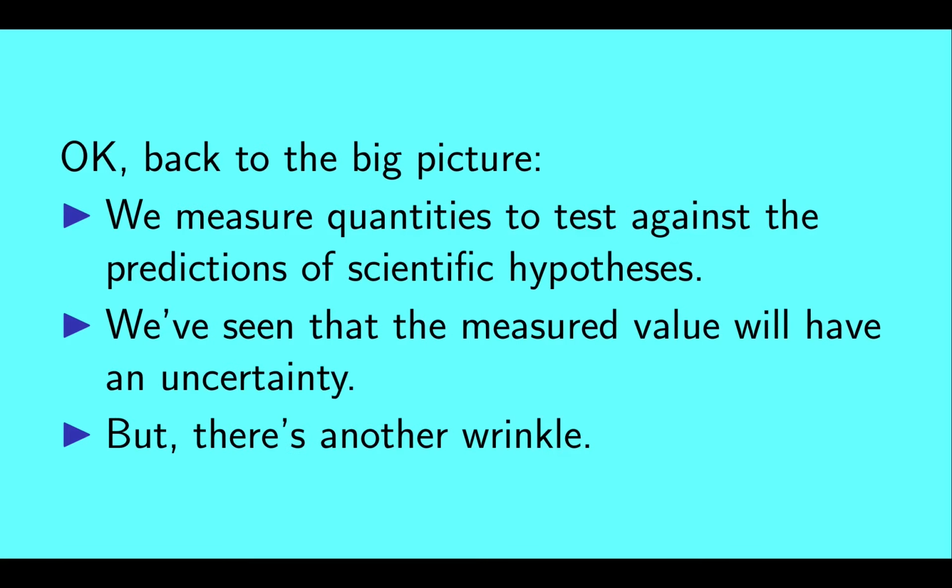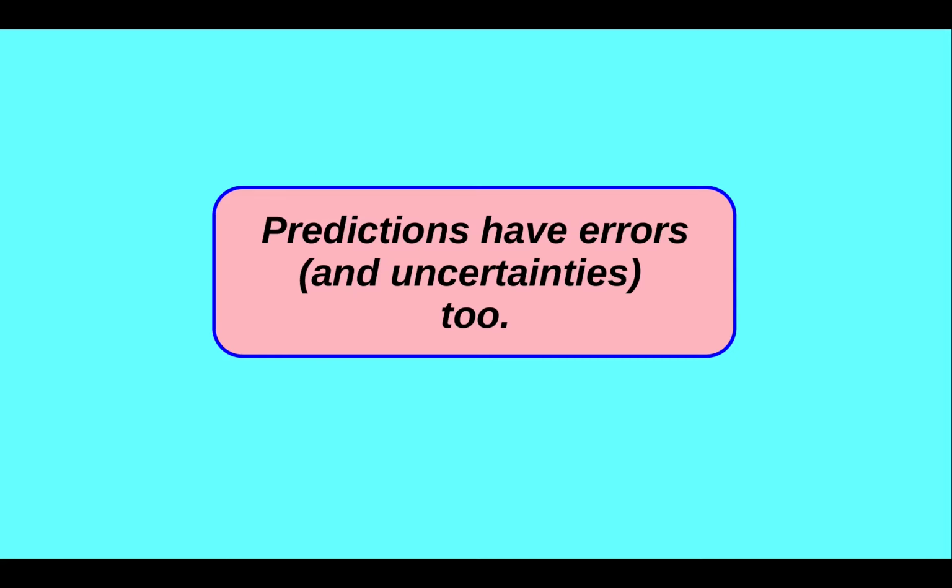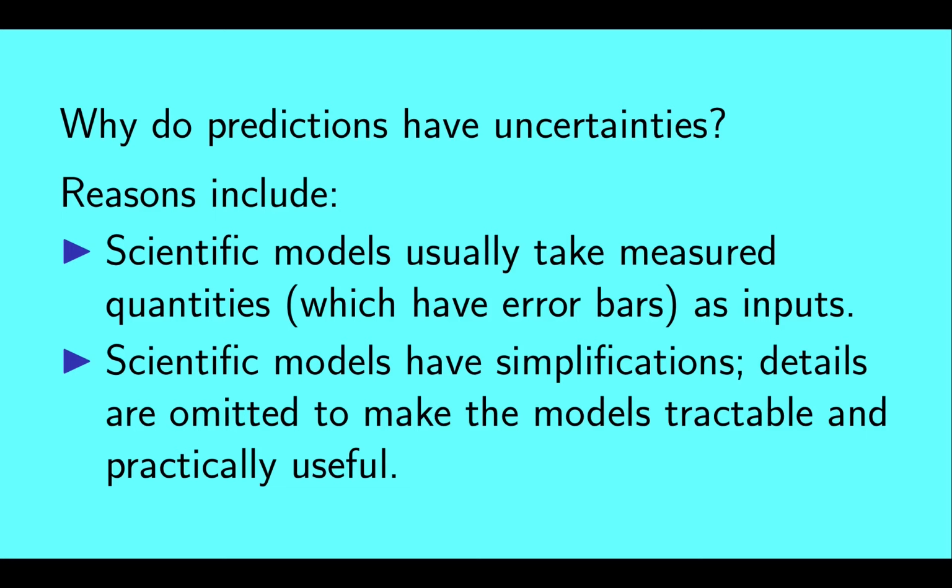Okay, let's get back to the big picture about how we test scientific hypotheses. We measure quantities to test against the predictions of our ideas. We've seen that the measured value will have an uncertainty, but there's yet another wrinkle. The predictions of our hypotheses have errors and uncertainties too. Why do predictions have uncertainties? Let's look at two reasons. First, scientific models usually take measured quantities, which have error bars, as inputs. And second, scientific models also have simplifications to make them tractable and practically useful.